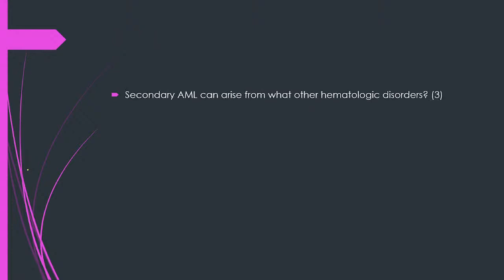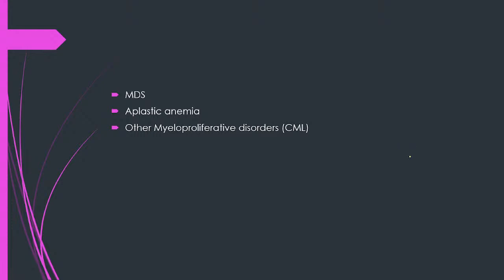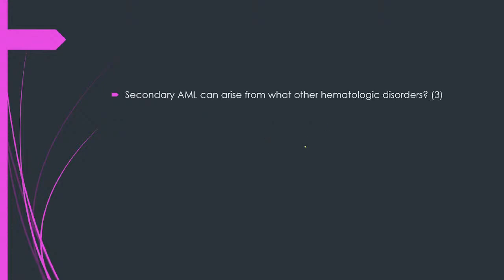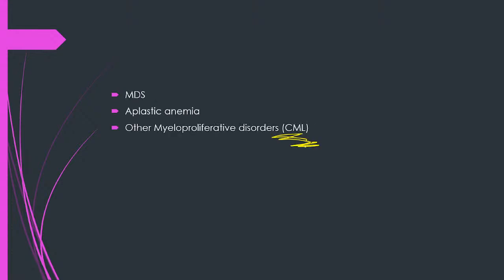Secondary AML can arise from what other type of disorders? It can arise from myelodysplastic syndrome, all right? MDS, Miriam Defensor Santiago. Also aplastic anemia and myeloproliferative disorders, okay? As I mentioned before, one of the myeloproliferative disorders that we're talking about is CML. So AML can arise from MDS and aplastic anemia.